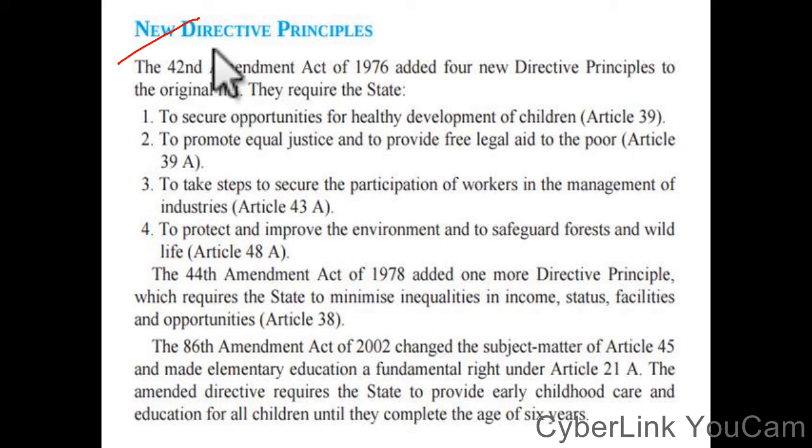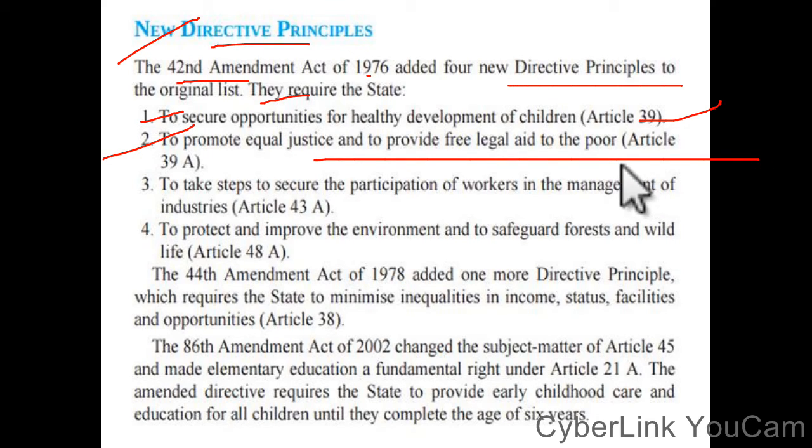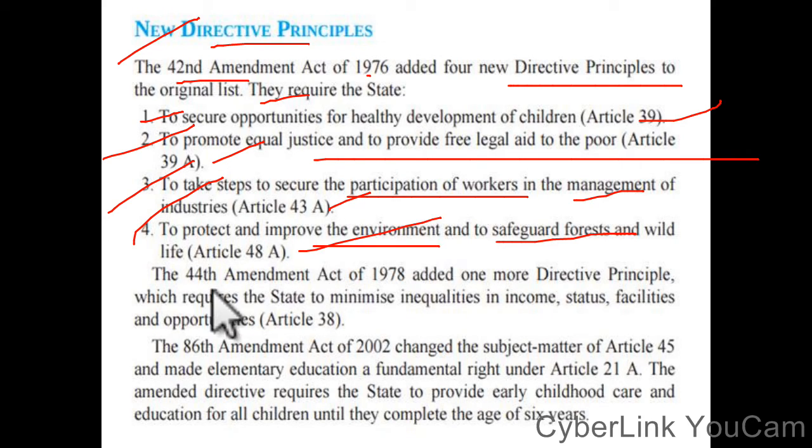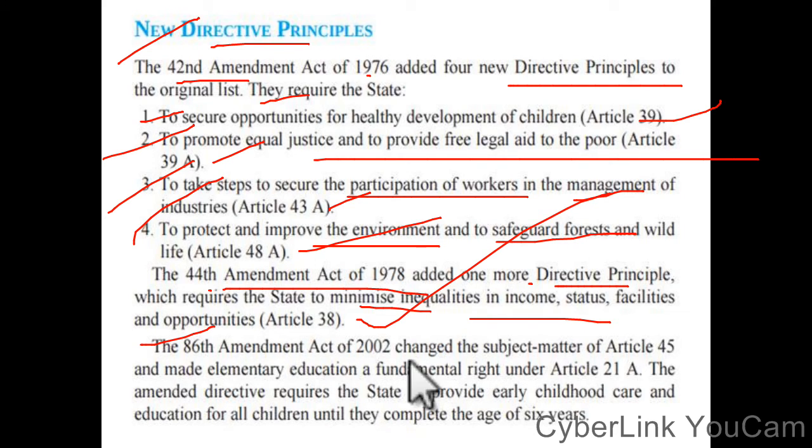Now the new directive principles. The 42nd Amendment Act added new directive principles to the original list: to direct the state to secure opportunities for the healthy development of children, to promote equal justice and free legal aid, Article 39A; to take steps to ensure participation of workers in the management of industry, Article 43A; and to protect and improve the environment and safeguard forests, Article 48A. The 44th Amendment Act, 1978, added one more directive principle, directing the state to minimize inequalities in income, status, facilities and opportunities, Article 38.